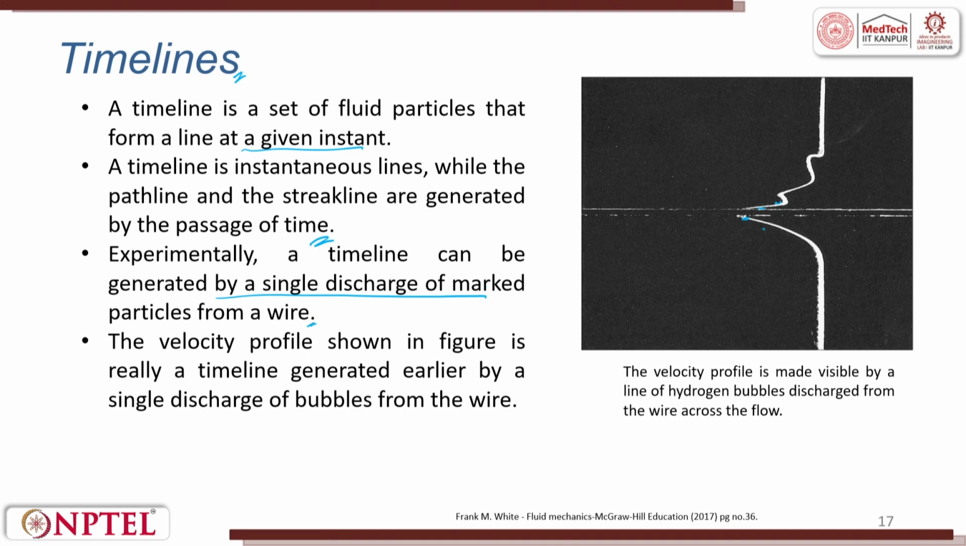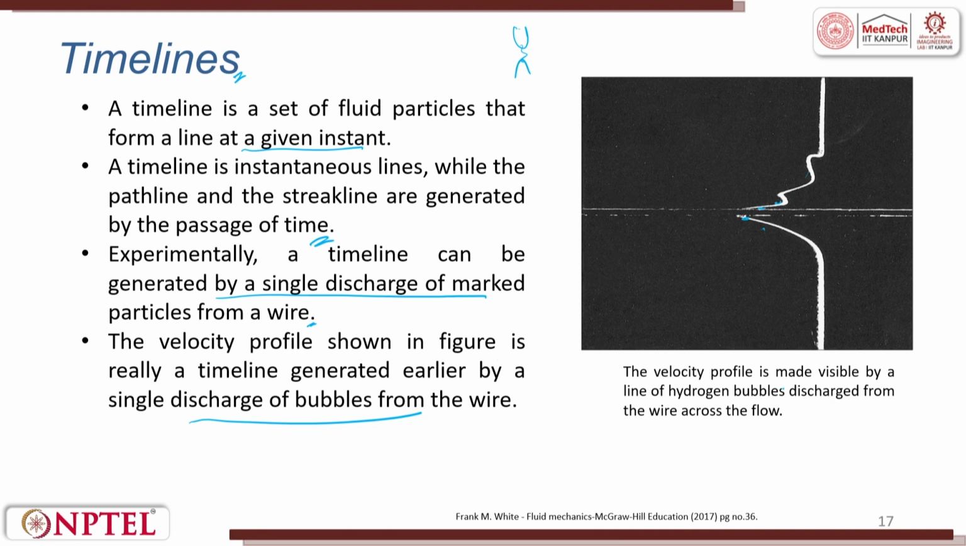You give a sudden surge, the electrodes are fixed here, you suddenly pass a very high current, and there is a spark which happens. With that spark, you try to take a photo. Experimentally, a timeline can be generated by a single discharge of marked particles from a wire. The velocity profile shown in the figure is really a timeline generated earlier by a single discharge of bubbles from the wire. So, you can see here there is a discharge and then you can see how it happens.